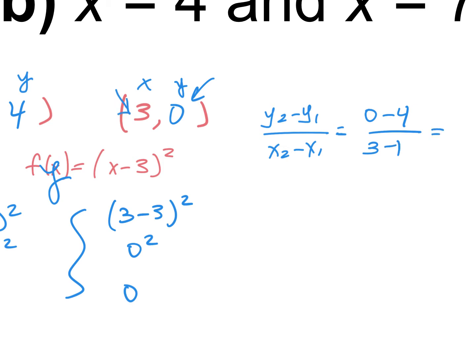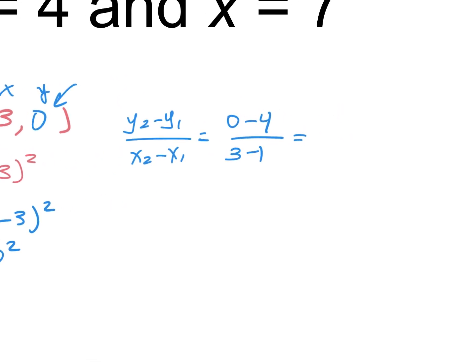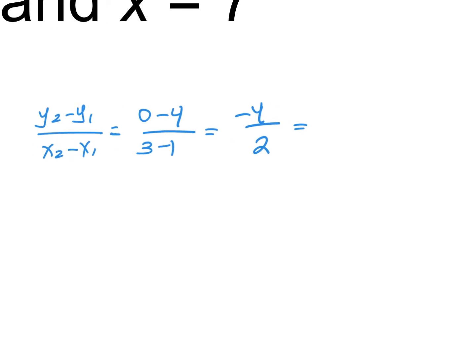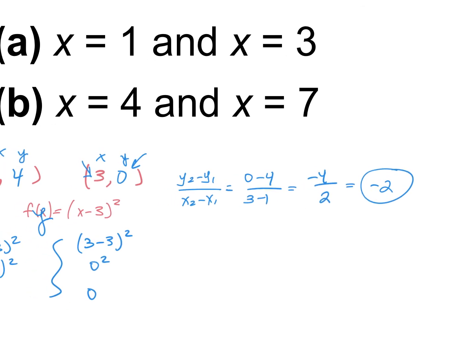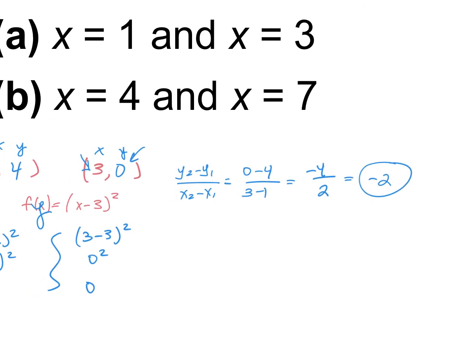So 3 minus 1. What is 0 minus 4? Negative 4. Over, what's 3 minus 1? 2. Does this simplify pretty? So your average rate of change between where x is 1 and x is 3 is negative 2. All right, so we're going to do the next thing.